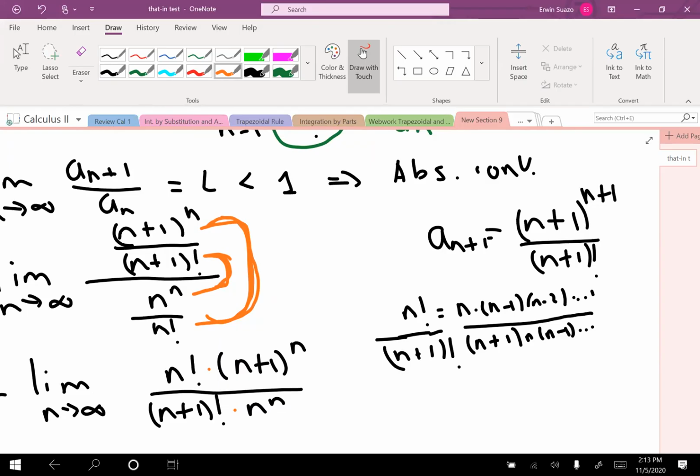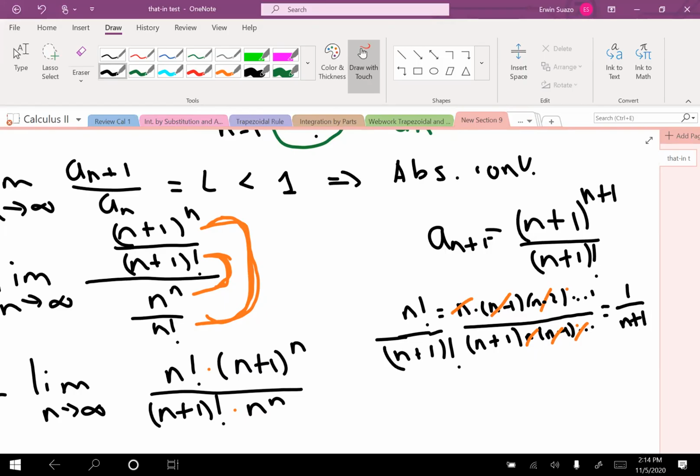Then n cancels with n, n minus 1 cancels with n minus 1, and so on. After simplification, what is left? n factorial divided by n plus 1 factorial is just 1 over n plus 1.